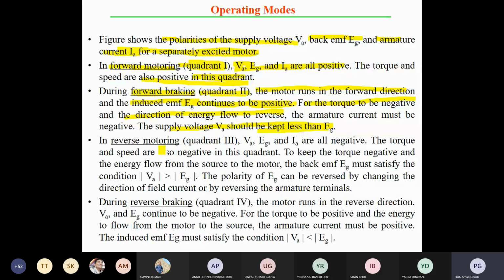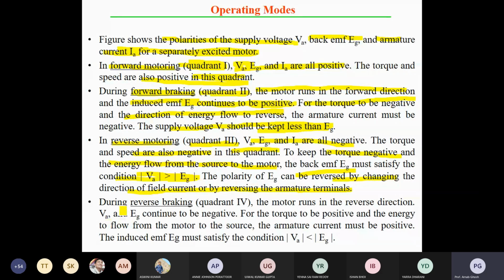Then reverse motoring is known as quadrant 3. VA, EG and IA are all negative. The torque and speed are also negative. In this quadrant, to keep the torque negative and energy flowing from the source to the motor, the back EMF EG must satisfy the condition VA greater than EG. The polarity of EG can be reversed by changing the direction of field current or by reversing the armature terminals.